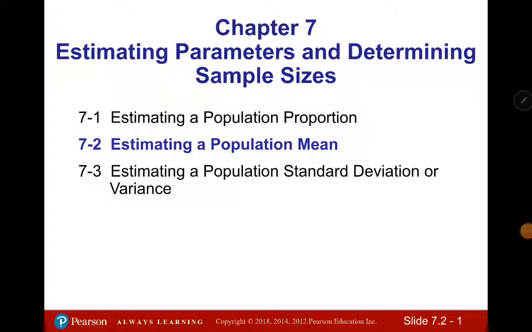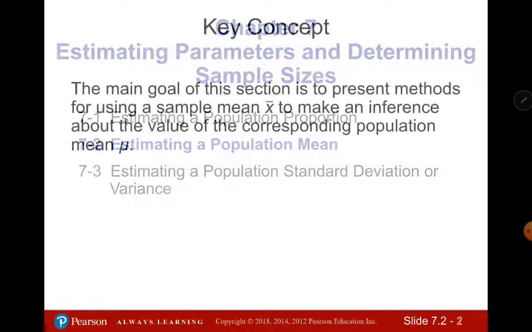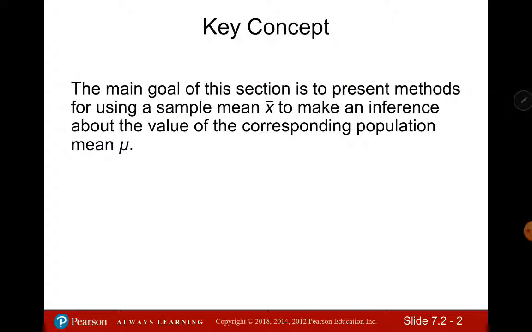7.2 is still about estimating the parameters, but this time we are going to estimate the population mean. So we will still talk about 3 points. The first one, we want to talk about the point estimate. Next, we will talk about the confidence interval. After that, we need to know how to get the sample size.